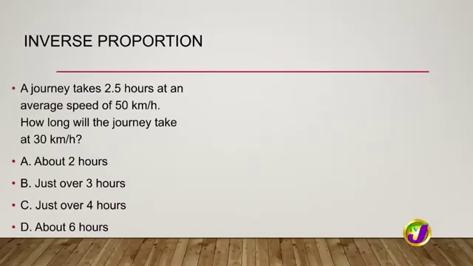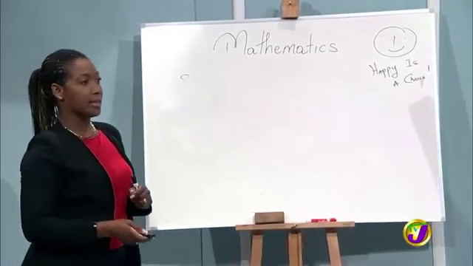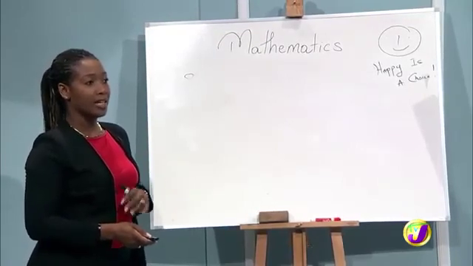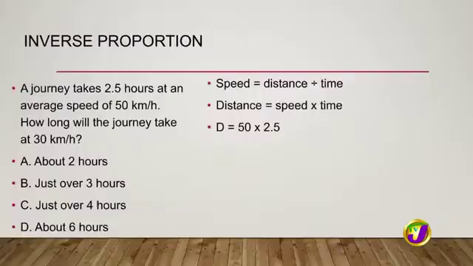Next question. A journey takes 2.5 hours, 2 hours and 5/10 of an hour, at an average speed of 50 kilometers per hour. Now, how long will the journey take if you are traveling at 30 kilometers per hour? Let us see. So speed equals distance divided by time, we know this. Distance is equal to speed multiplied by time. We have the speed, we have the time. 50 multiplied by 2.5 gives us 125 kilometers. So we now have the distance.